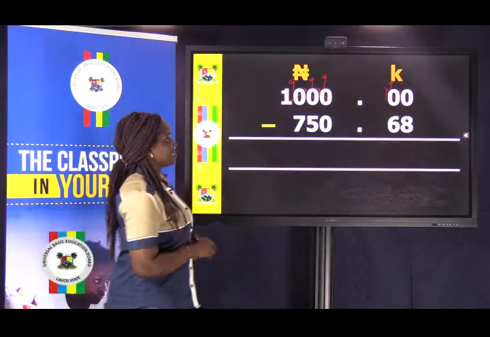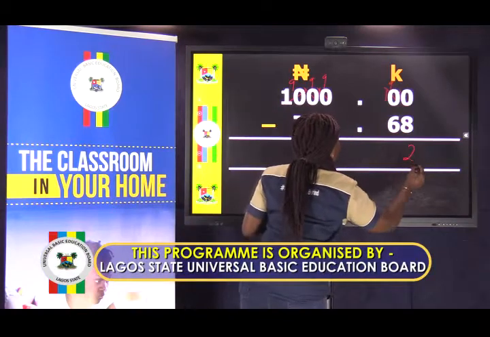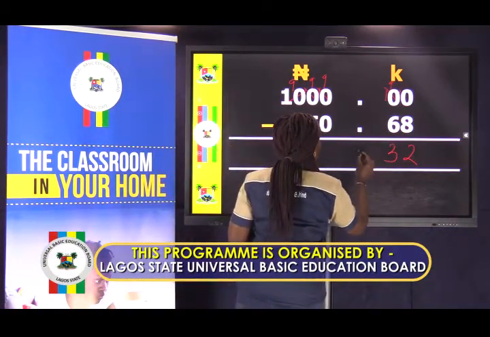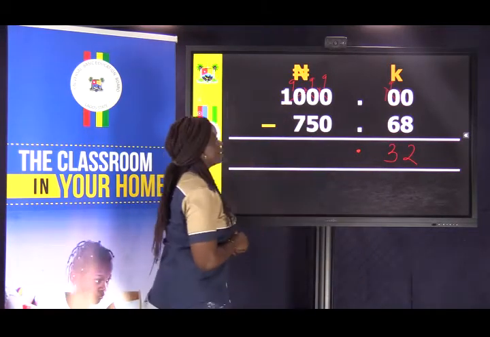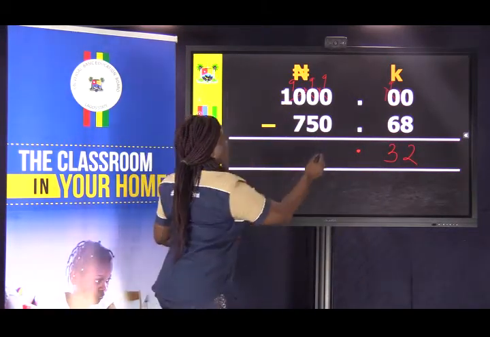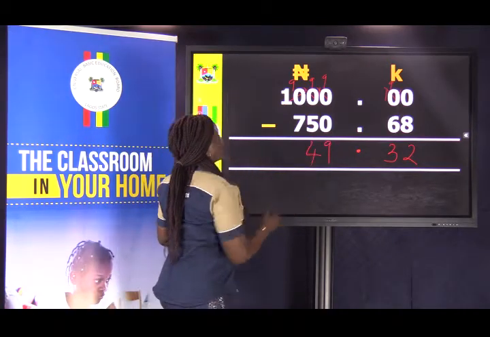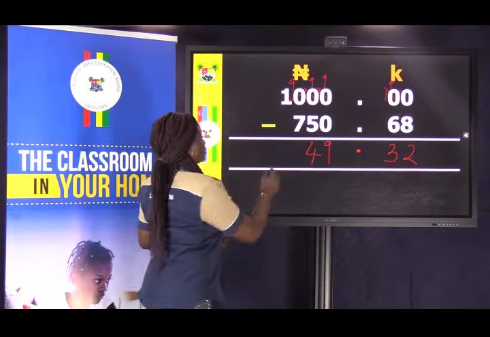10 take away 8 is 2. 9 take away 6 is 3. You put your points, very important. 9 take away 0 is 9. 9 take away 5 is 4. And 9 take away 7 is 2.